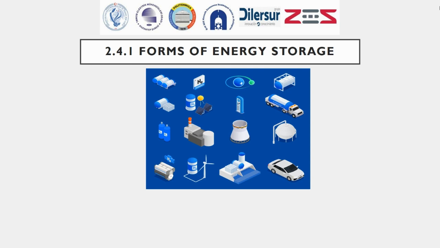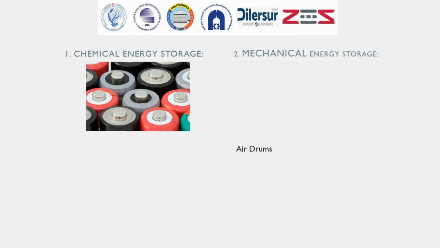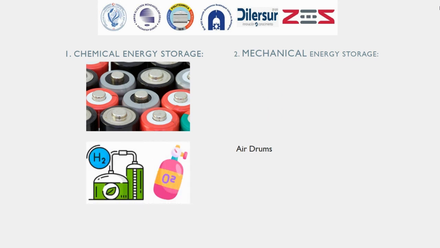Some examples of energy storage technologies are: 1. Chemical energy storage. Batteries. Chemical reactions are used to store electrical energy, e.g., lithium-ion batteries. Hydrogen and oxygen are produced from water using electric current and then recycled for later use in fuel cells.